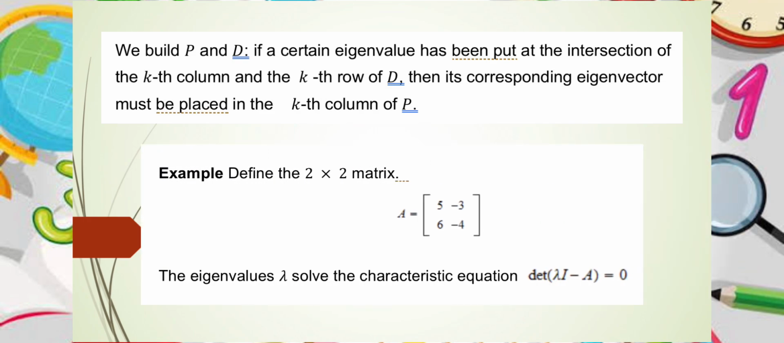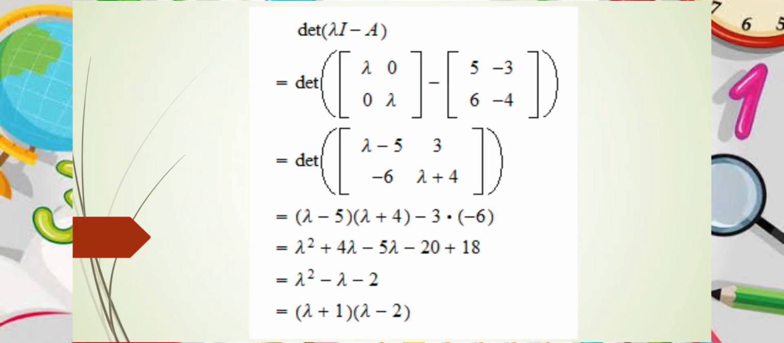Example: define the 2 by 2 matrix A equal to [5, -3; 6, -4]. The eigenvalues lambda solve the characteristic equation determinant of (lambda I minus A) equals 0. Let us compute the determinant. The determinant of (lambda I minus A) is equal to the determinant of ([lambda, 0; 0, lambda] minus [5, -3; 6, -4]), which is equal to the determinant of [lambda minus 5, 3; -6, lambda plus 4].